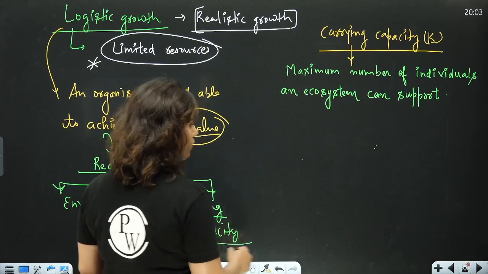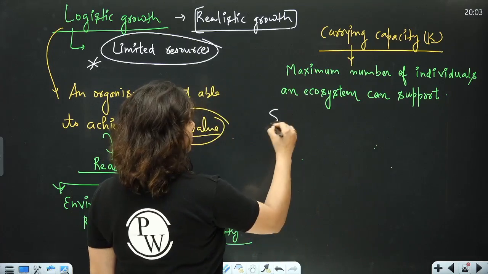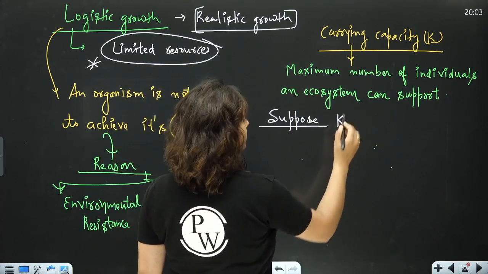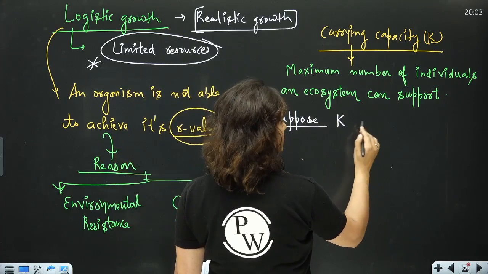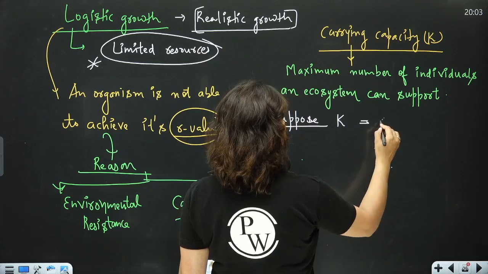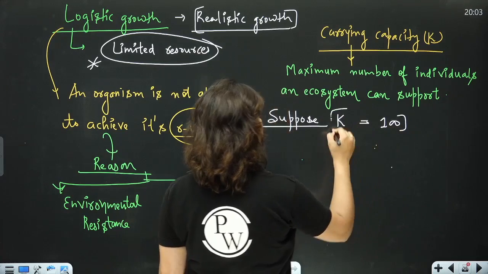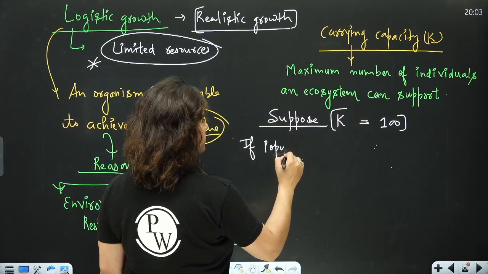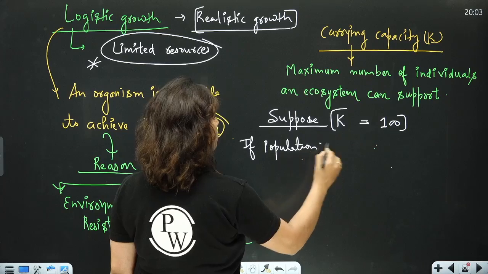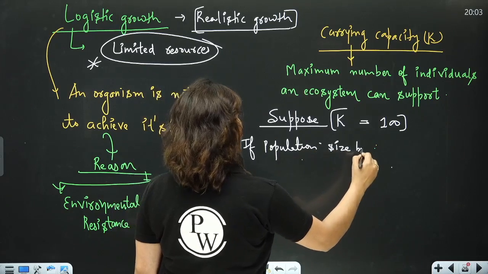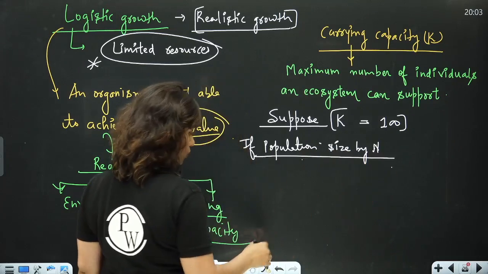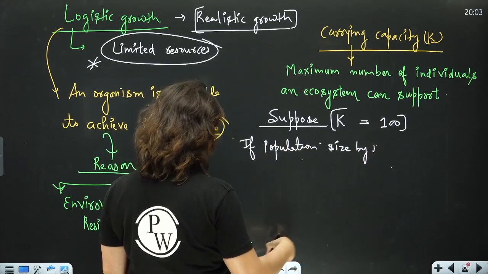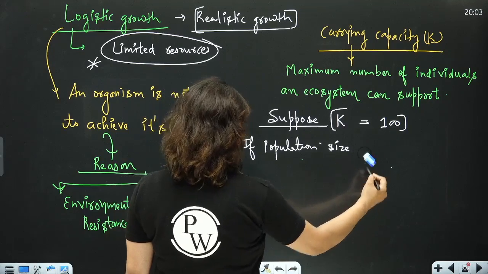So suppose the K value, the carrying capacity of an ecosystem, is 100, right? I am denoting the population size by N. I am taking population size as N.